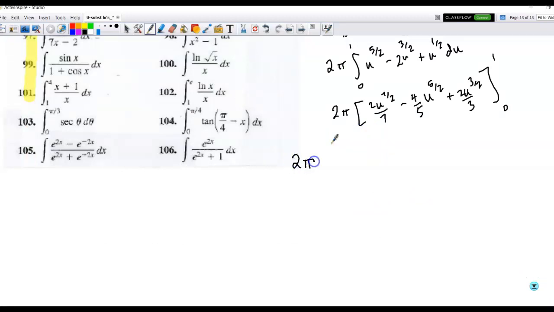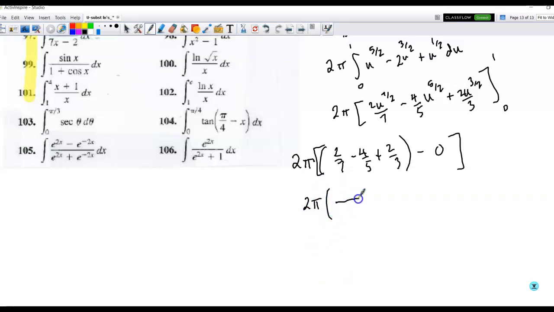So I still have my 2 pi. And 1, the number 1 raised to any power is 1. So I simply get 2/7 minus 4/5 plus 2/3 minus 0, because if I substitute 0 in all three terms, I will get 0. All right, then I'm going to do a common denominator of 7, 5, and 3. And that common denominator is 105.